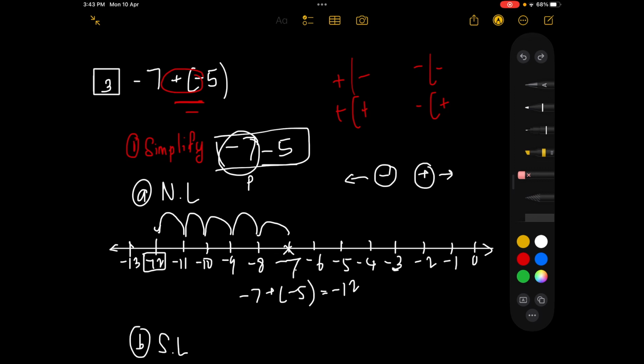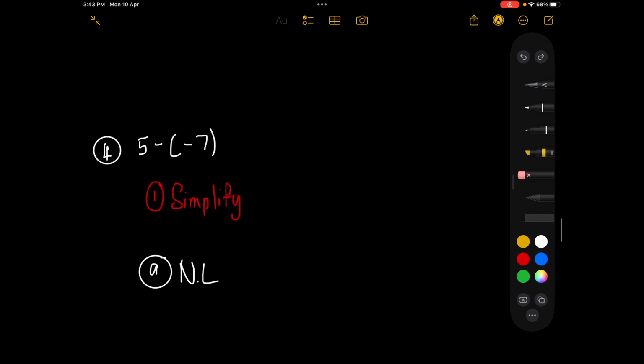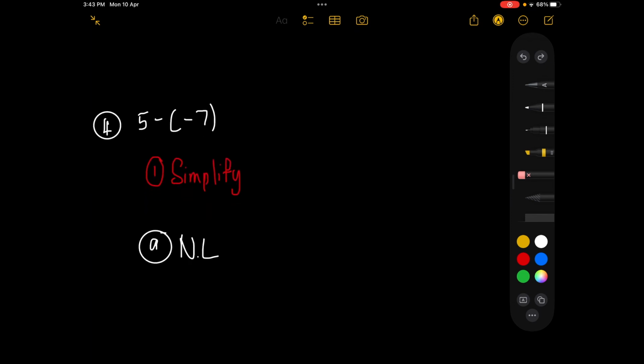So from that, I'm moving on to the next question. We have number 4. 5 minus negative 7. So as I said, the first step would be to simplify. 5 minus -7. As we've seen earlier, same signs, positive, different signs, negative. As we can see, minus and minus are the same signs. Same signs, we can put them as positive, plus. So 5 plus 7 is equal to what?